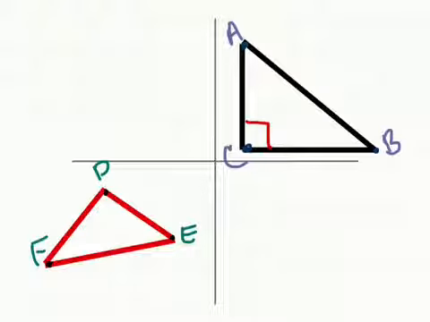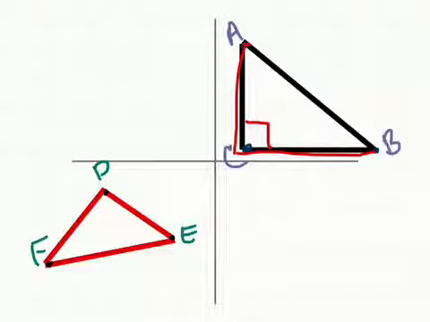So for this to be a right angle, that would mean that AC and CB form a right angle. Now this one, it's pretty easy to tell that they definitely do, because AC is a vertical line and CB is a horizontal line, and vertical and horizontal lines are perpendicular. So perpendicular, the definition of that says that perpendicular lines meet at a right angle. So this is definitely a right triangle because of that.